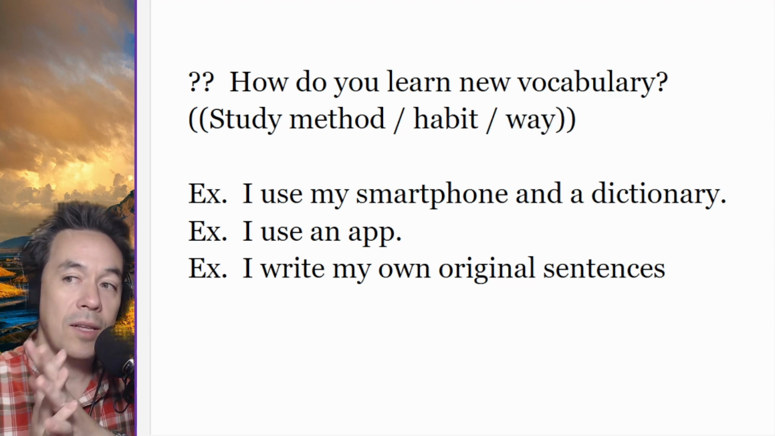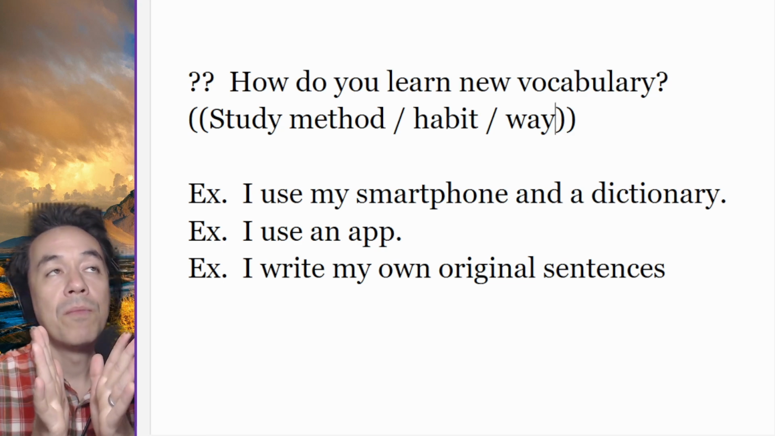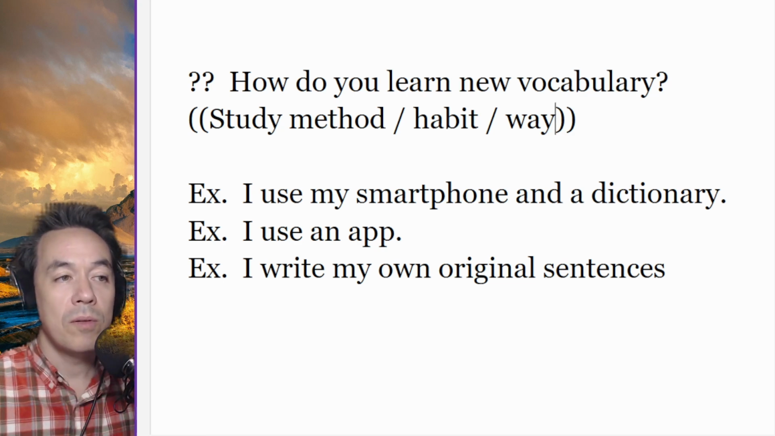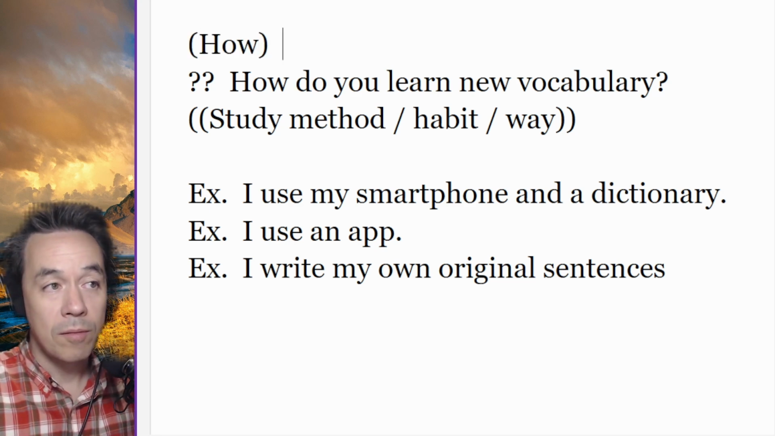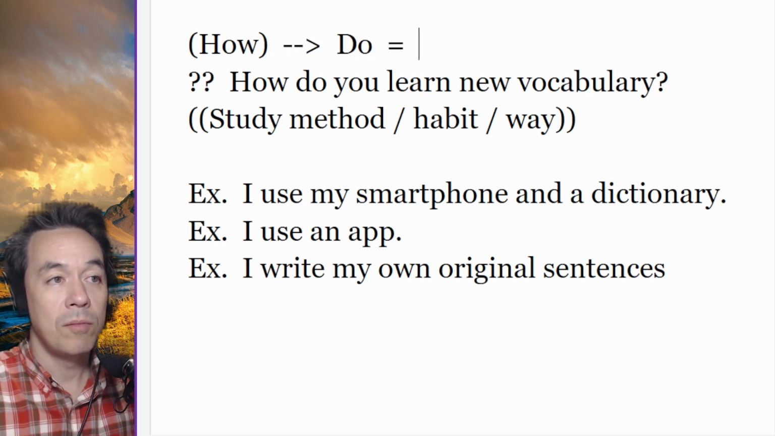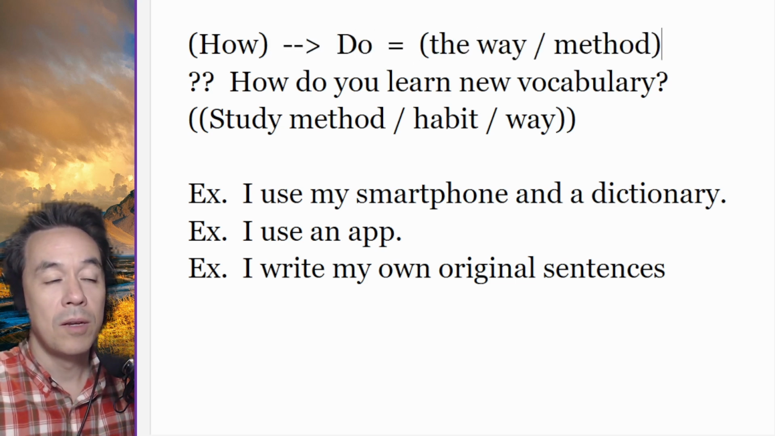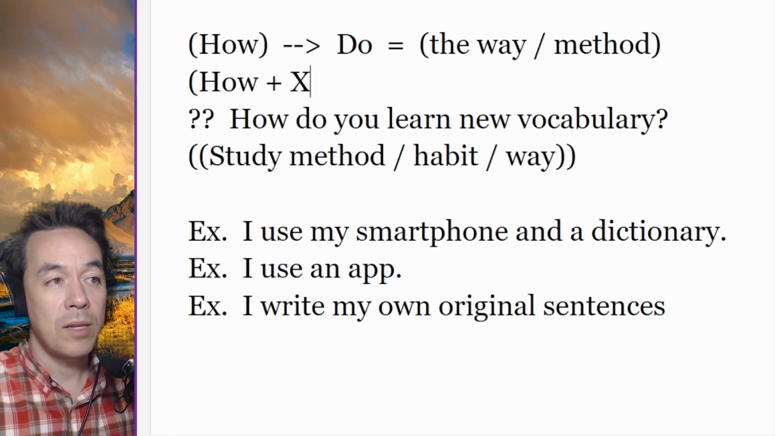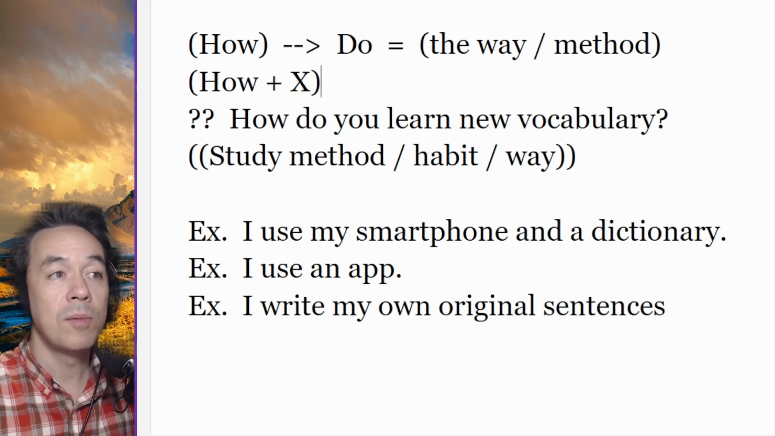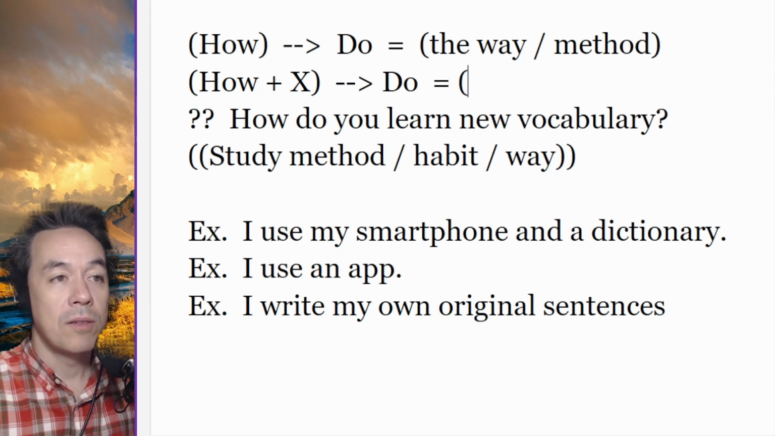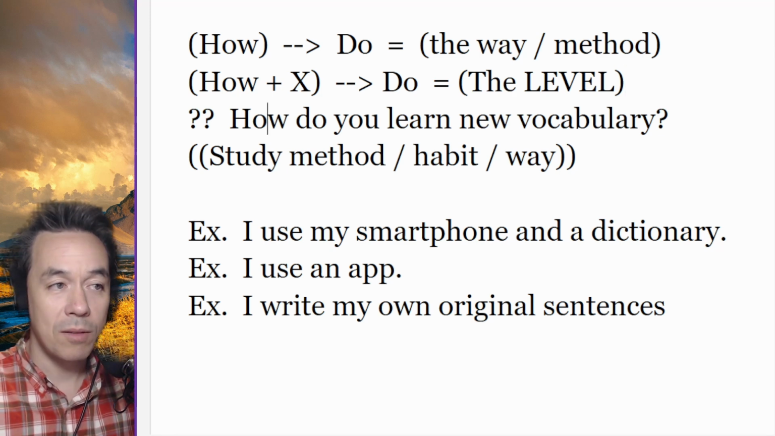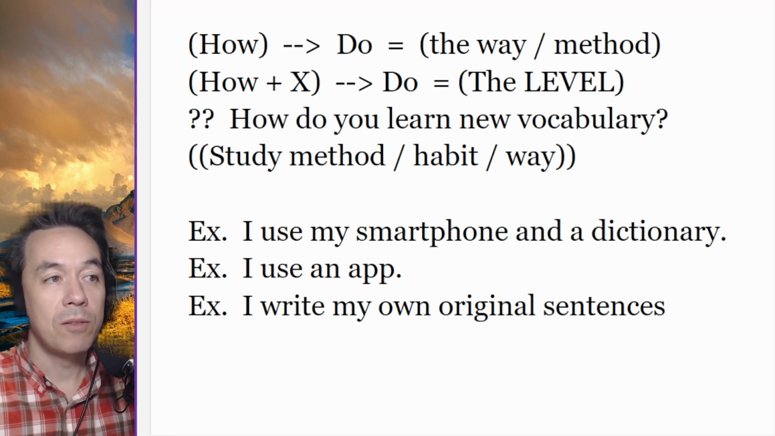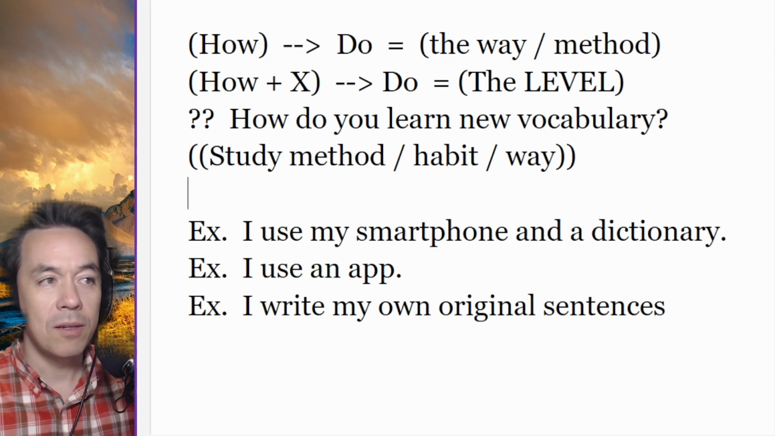So I guess that's what I try to teach my students. Again, this one is just "how" only, and then "do" means this is the way or method. And in the other case, how plus X, it could be an adjective or an adverb, and then "do" is asking the level of something. And when it comes to listening, I think it's pretty tricky to hear once and immediately understand which one you are asking.